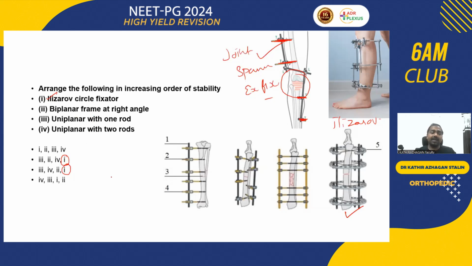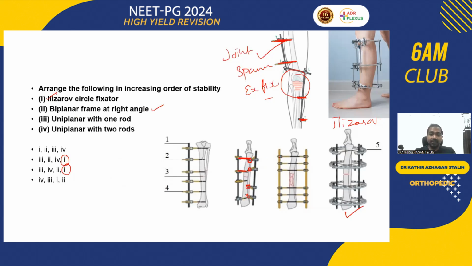Next, uniplanar or biplanar, which is more stable? Biplanar is more stable. If you don't know what biplanar is, I will put one pin anteroposterior and one pin mediolateral. So the two pins go perpendicular to each other. One pin from the center straight and another from the side. That is biplanar.